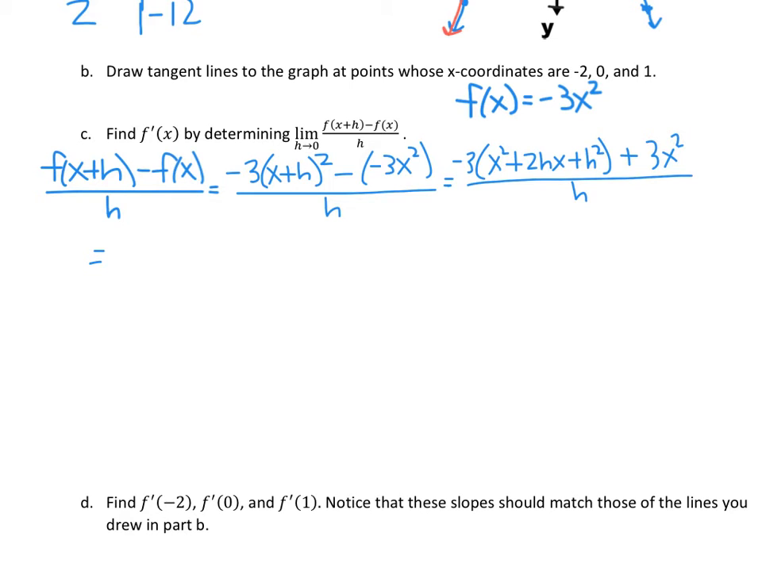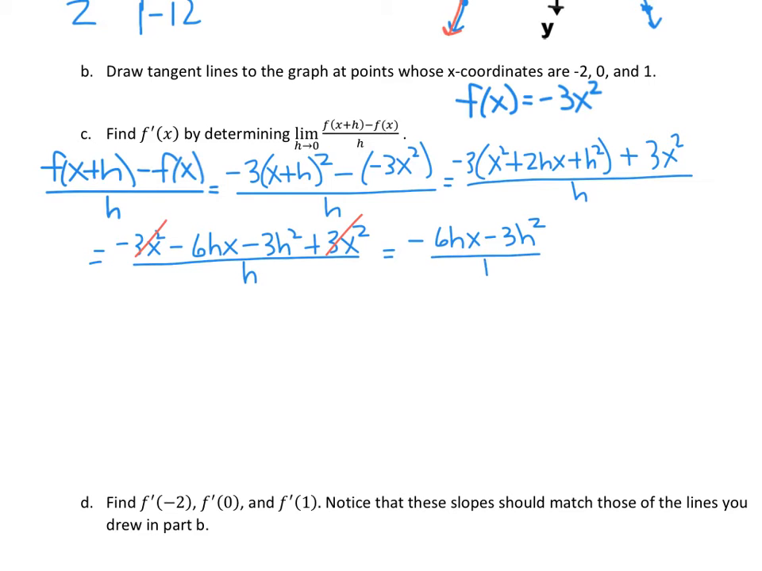All right, now let's distribute the negative 3 through. So we have negative 3x squared minus 6hx minus 3h squared plus 3x squared, all divided by h. Now if we notice here, the negative 3x squared and the positive 3x squared cancel out. So now this is going to look like negative 6hx minus 3h squared, all divided by h.